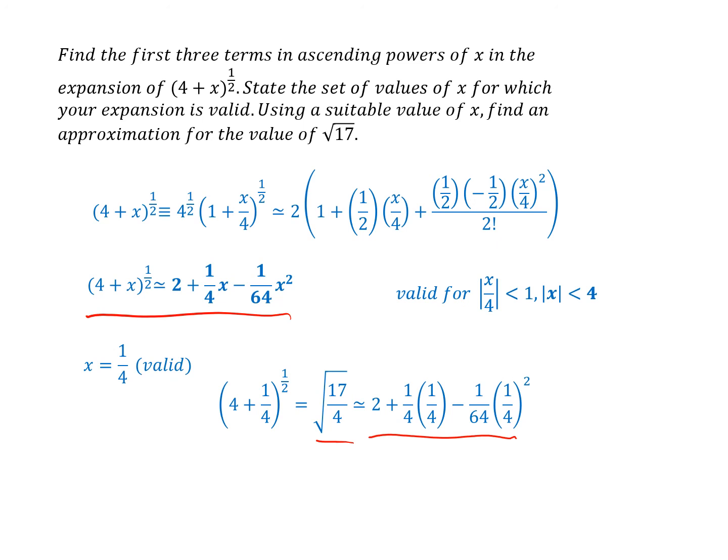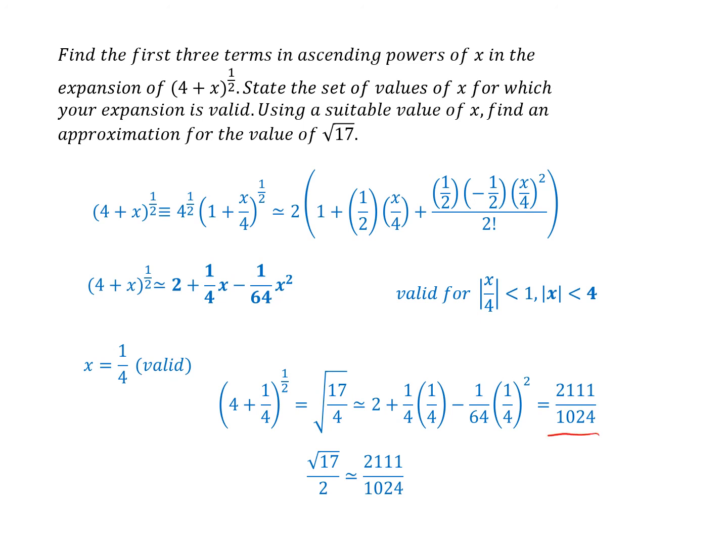And of course, the square root of 17 over 4 is the same as the square root of 17 divided by 2. So that's what the square root of 17 over 4 is. So therefore, the square root of 17 is, I multiply that by 2. So there's my approximation for the square root of 17.